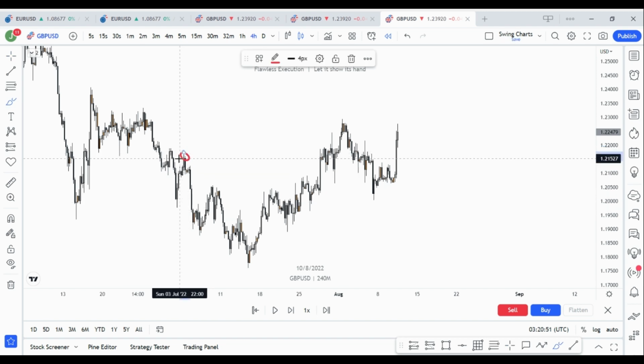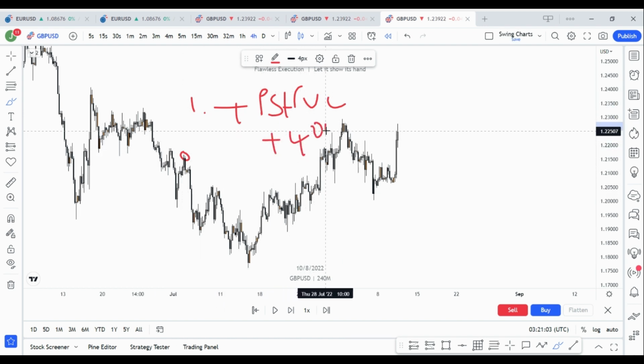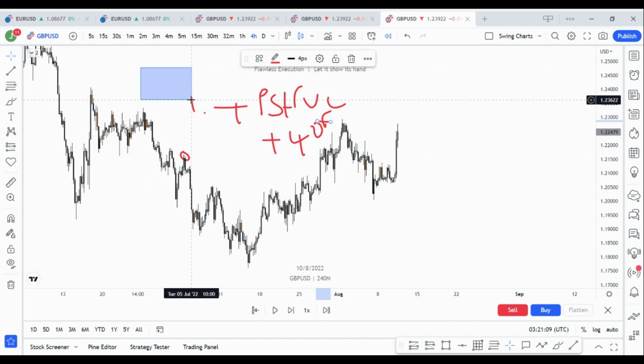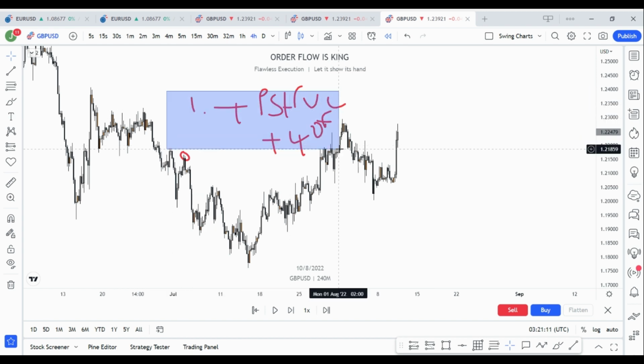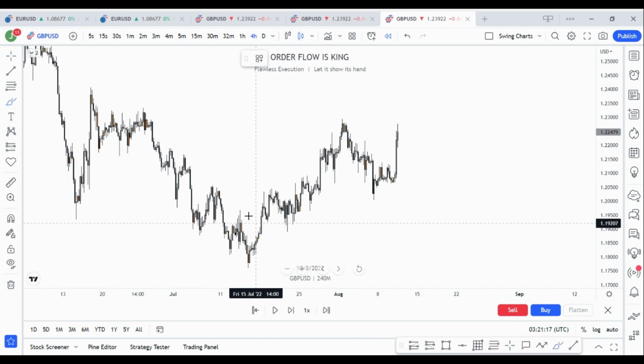So taking a trade here, for example, you know that it's a good trade because number one, it's pro structure, pro 4 hour structure, and it's also pro 4 hour order flow. So it's a very, very high probability trade when you're trading with order flow and structure. Yes, you can take trades that are counter structure and pro order flow.